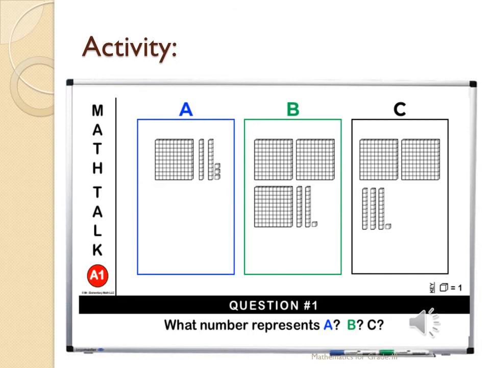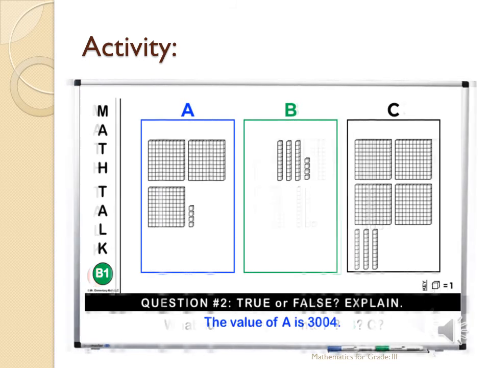Okay, dear students. Now participate in an activity by using a piece of paper and write down the answers to what is asked in this activity. What number represents A, B and C? You can see blocks representing A, B and C. Now write down in standard form. Now the value of A is 3004. If it is true, then explain how.